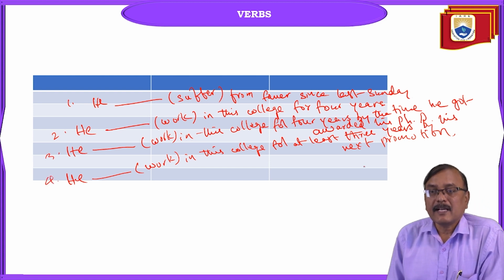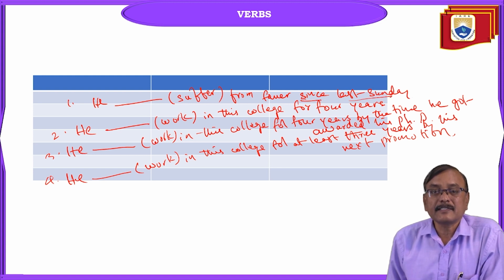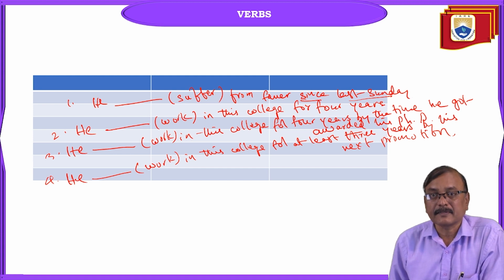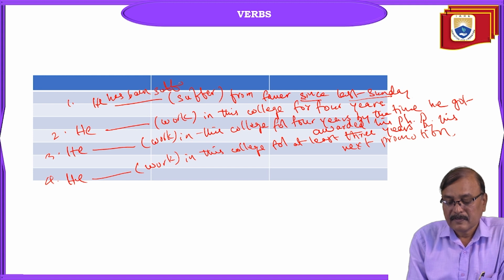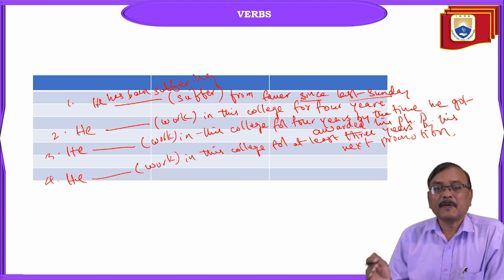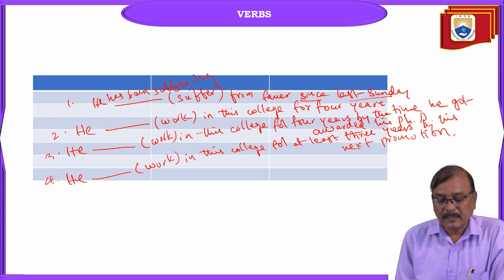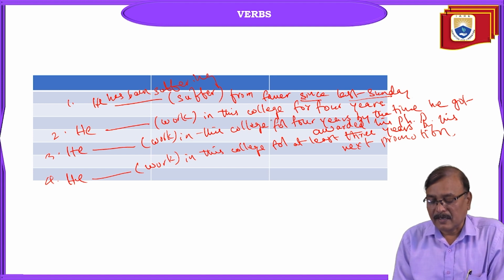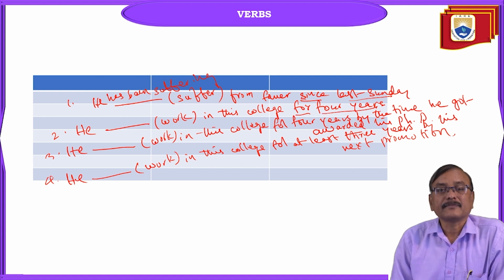He dash suffer from fever since last Sunday. What did I say? Since plus time? Present perfect continuous tense. So, he has been suffering from fever since last Sunday. Since plus time or for plus time, present perfect continuous. Next, he dash work in this college for 4 years. For plus duration of time.